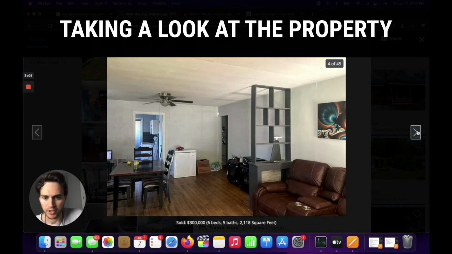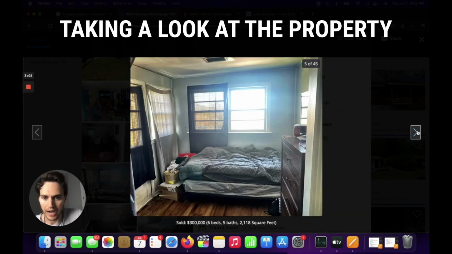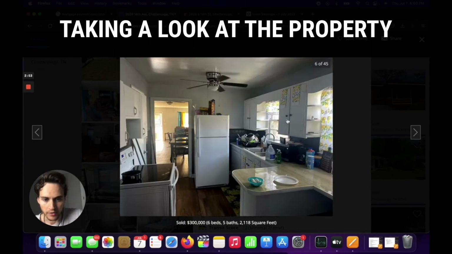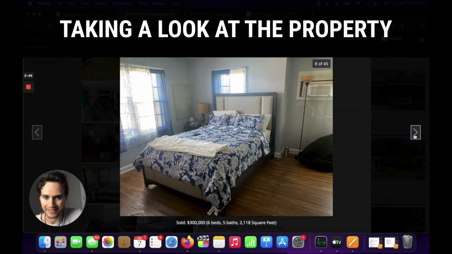Clearly there might be some touch-up paint, maybe a few little cracks to repair. I'd be checking out the windows. There could be some updates on hardware on the kitchen cabinets, things like that. But overall, this property looks like it doesn't need an extensive amount of work.